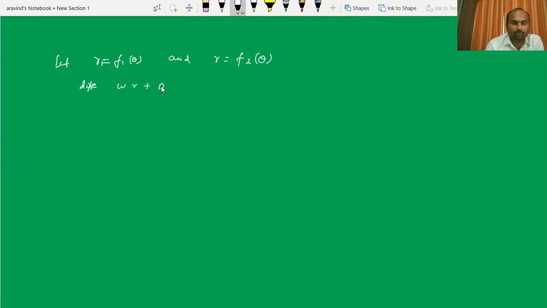So in this video, I will explain how to find the angle of intersection of two curves. Suppose we have two curves: r is equal to f1 of theta, and another curve r is equal to f2 of theta. What we have to do is differentiate both with respect to theta.